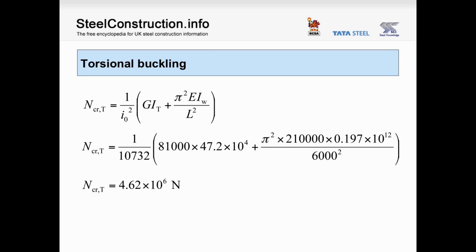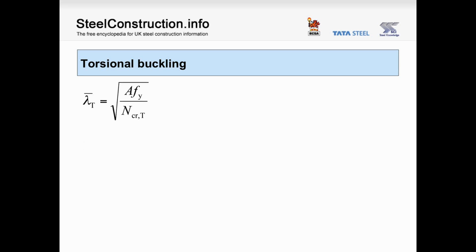Everything else is either a constant or is a value that we can pick up from section property tables, so we can calculate the elastic critical buckling load for torsional buckling. We can then calculate the non-dimensional slenderness, and we can't use the alternative expression in this case because the alternative expression is only appropriate for flexural buckling. So we must use the general expression, the root of area times yield divided by the elastic critical buckling load, and in this case the non-dimensional slenderness for torsional buckling is 0.766.